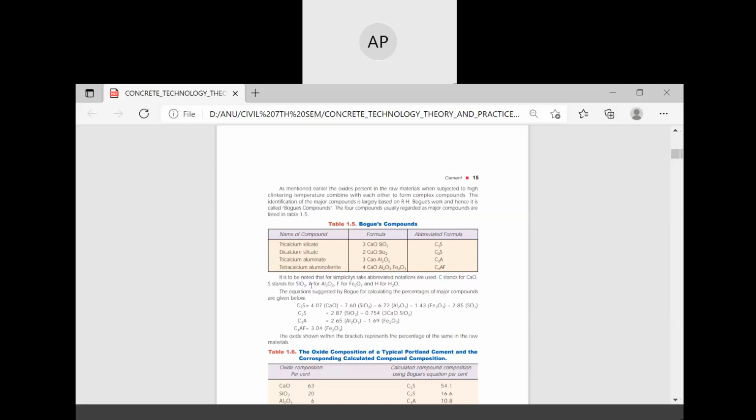It is to be noted that for simplicity, shorthand abbreviation notation is used. C for CaO, S for SiO2, A for Al2O3, F for Fe2O3, and H for H2O.